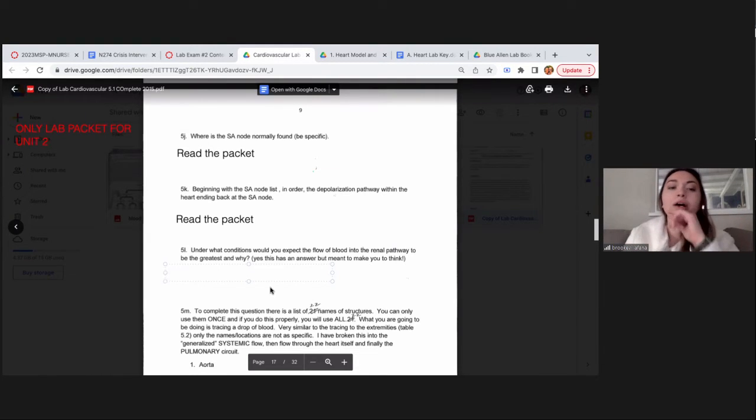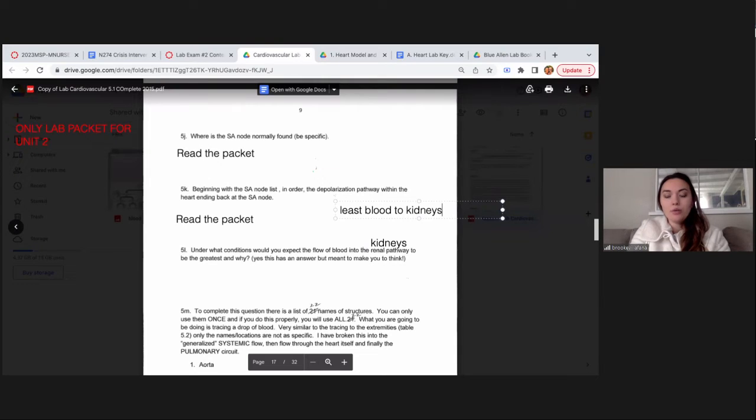So let's answer 5L. Under what conditions would you expect the flow of blood into the renal pathway, remember this means the kidneys, to be the greatest, and why? So when do you think the blood flow to the kidneys is the greatest? We just said that the least amount is when you're running from danger, right? We're getting your wheels turning for physiology. Can you give me a guess? If that's the least blood when we're running from danger, when do you think we would have the greatest amount of blood to the kidneys?